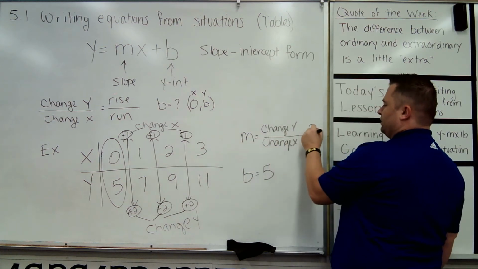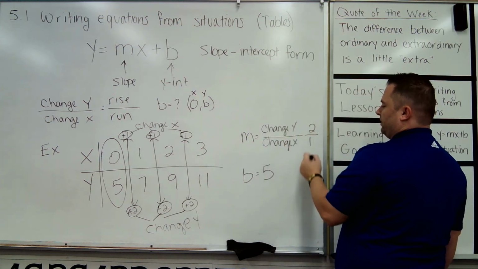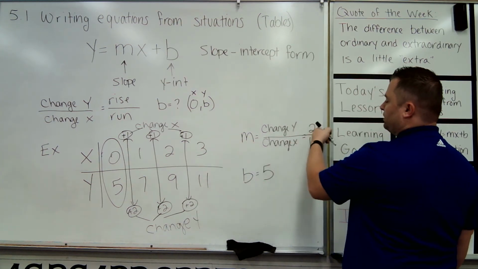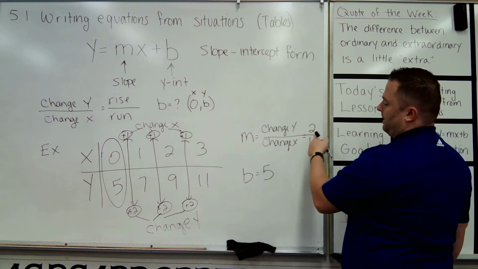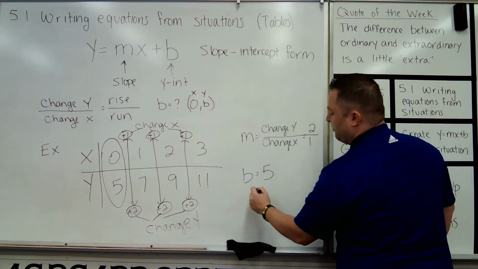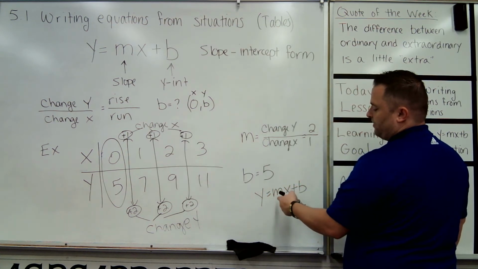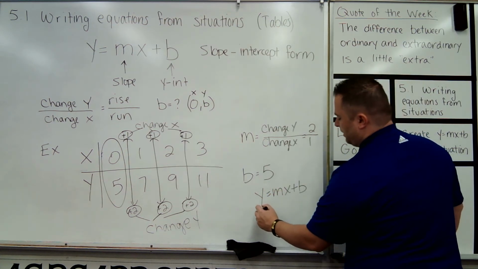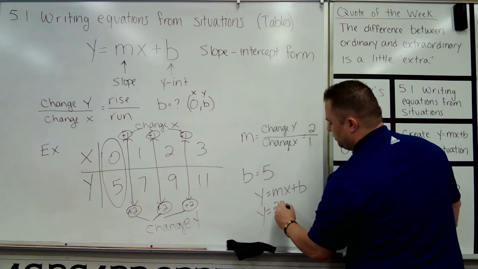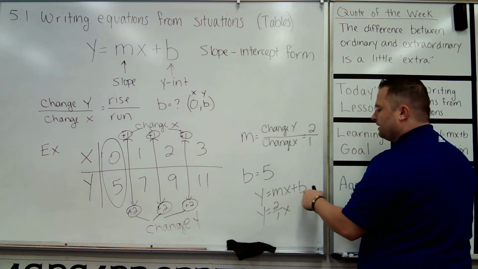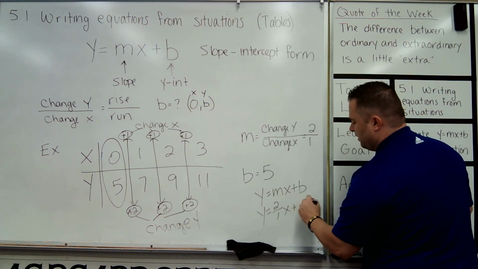I want to look at this number, the change in y, over the change in x. So my change in y is 2. My change in x is 1. I now know that my slope is 2 over 1. I have my slope, I have my b, I have my line. Y equals mx plus b. But I know what my m is. That's 2 over 1. Y equals 2 over 1 x plus b. Now b was 5, so plus 5.